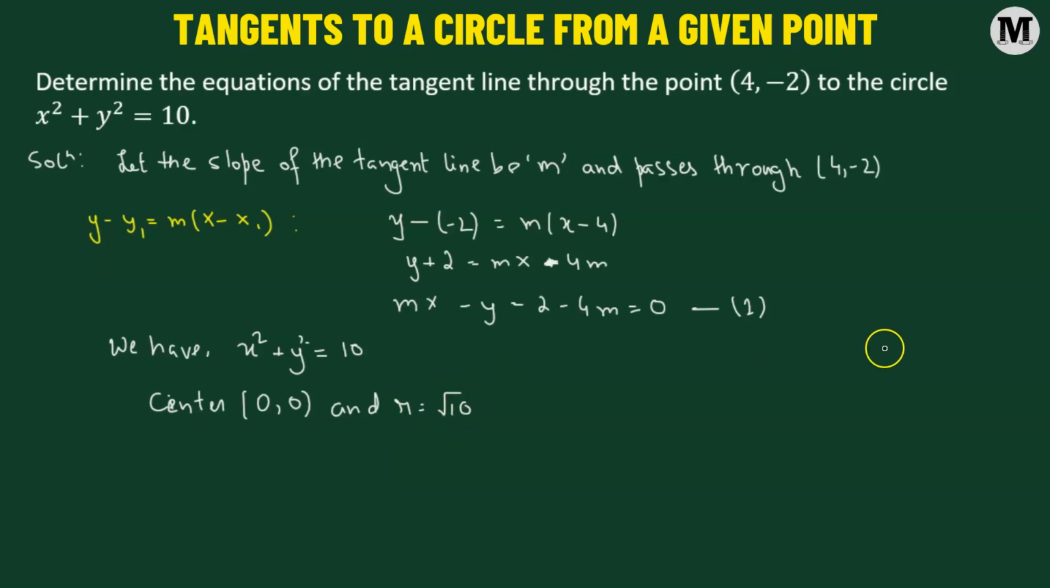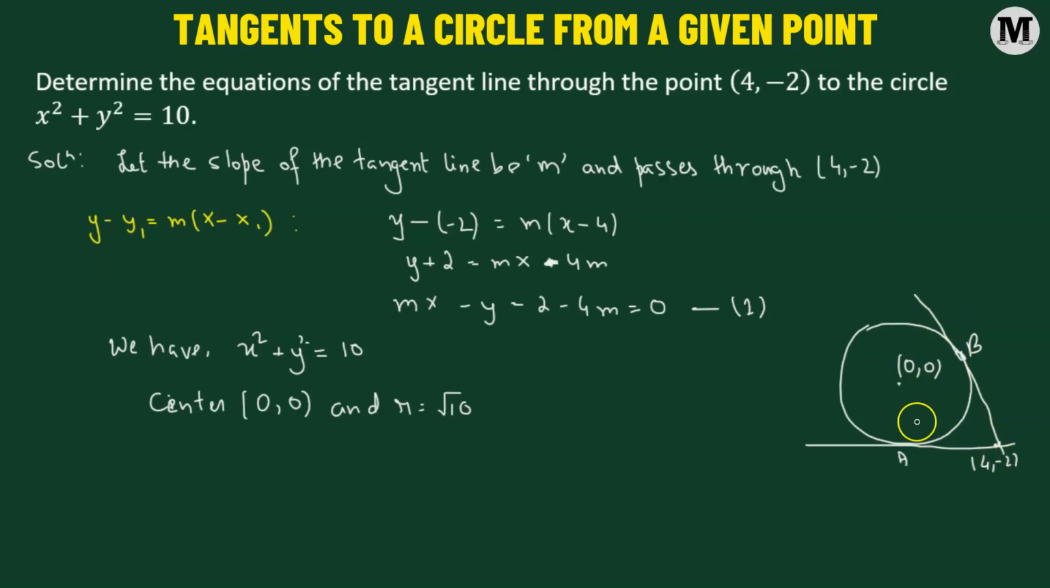Now, let's try to understand it graphically. We have here a circle centered at the origin. We have a line which is tangent to the circle, let's say at point A, and this tangent line is passing through the point (4, -2). There will be one more possibility. Let's draw that as well. This is another tangent line, tangent to the circle at point B, and also passing through the same point (4, -2). We'll have to determine the equations of the tangent lines.